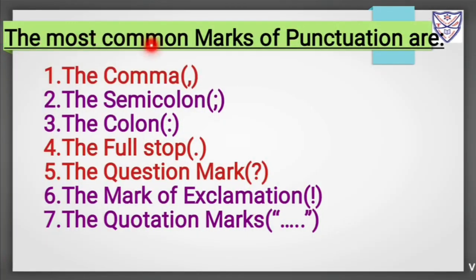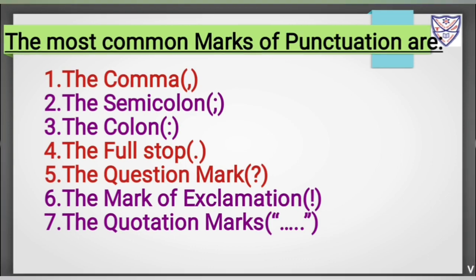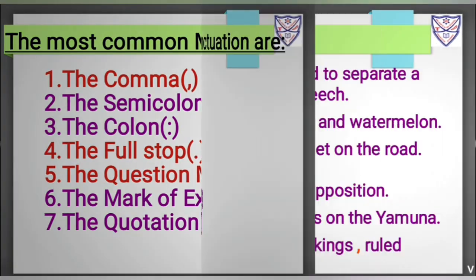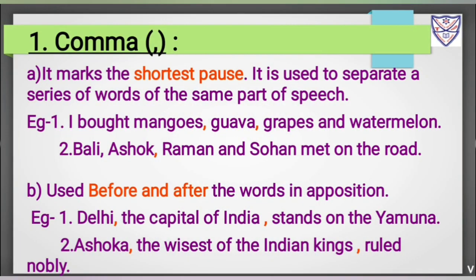Now, the most common marks of punctuation are: first one, the comma; second, the semicolon; third, the colon; fourth, the full stop; fifth, the question mark; sixth, the mark of exclamation; and the seventh one, the quotation marks or inverted commas. Now let us start with the first punctuation mark, that is comma.